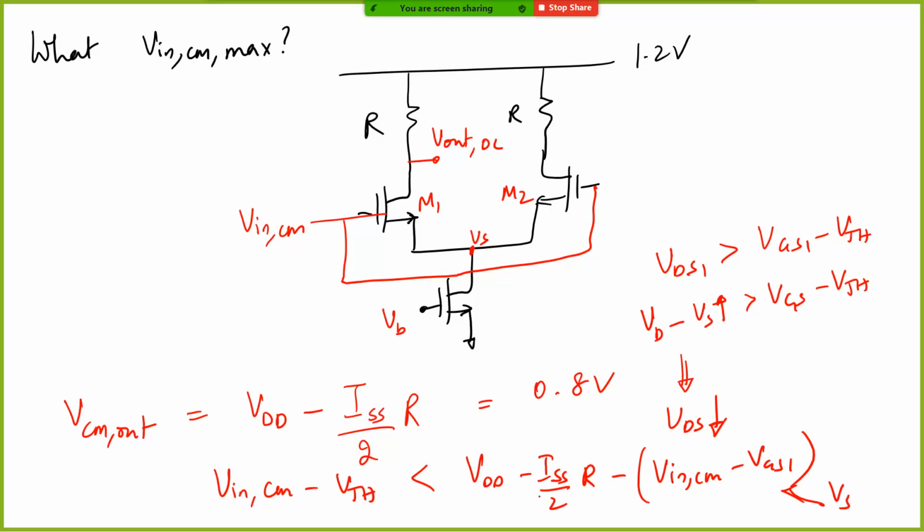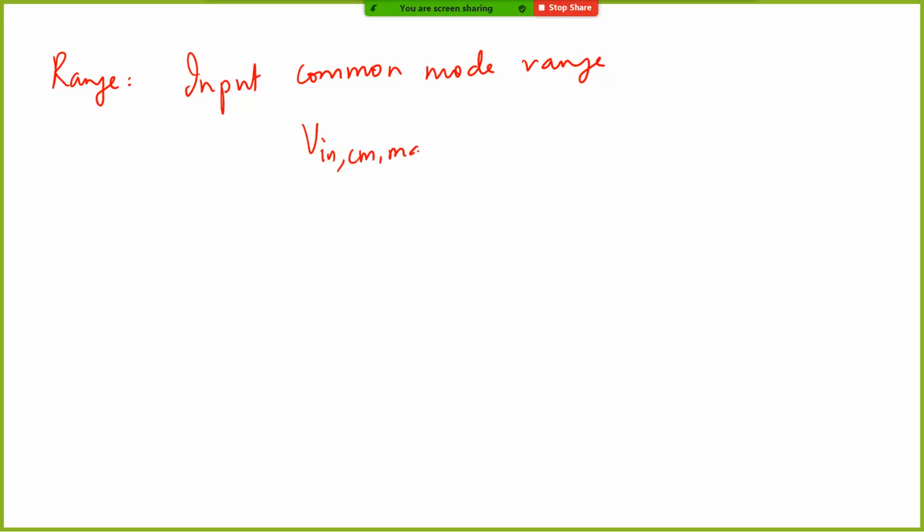Okay. So with this you can find out what is the input common mode voltage that will give you the max voltage. Okay, you understand? So for a differential pair in this particular circuit, there is a range of input common mode voltages. And that range is what is called the input common mode range, which is basically given by V in CM max minus V in CM min. Understood? Okay. So this is a very important parameter for your op amp. All right. What is the range of input common mode voltages?